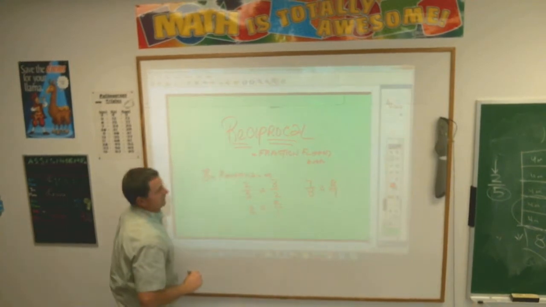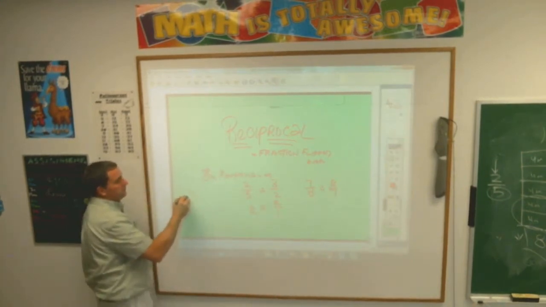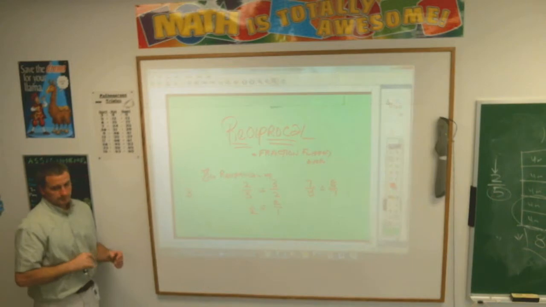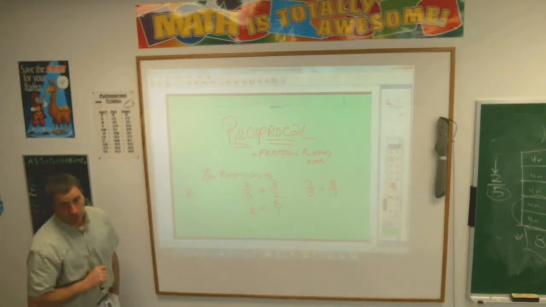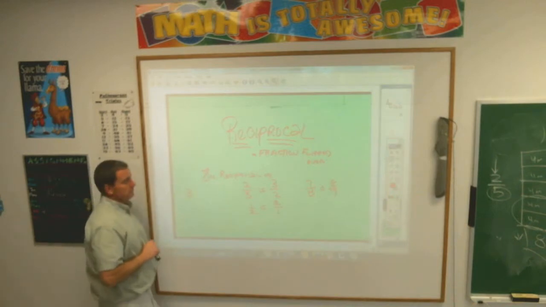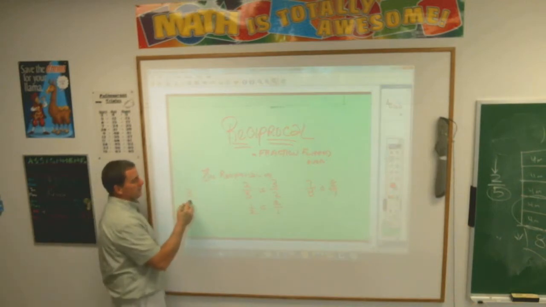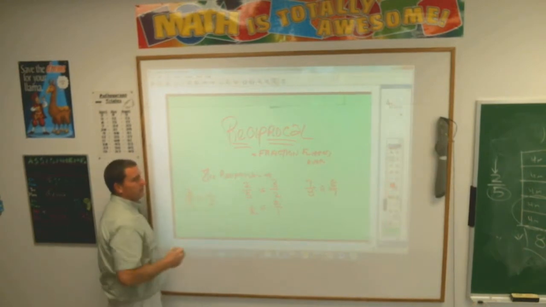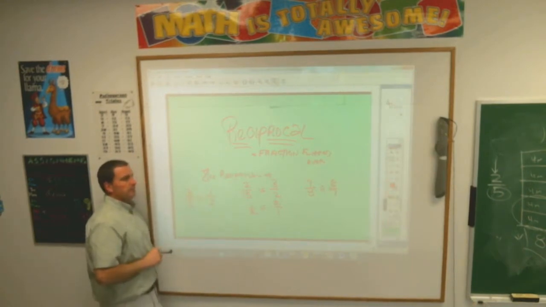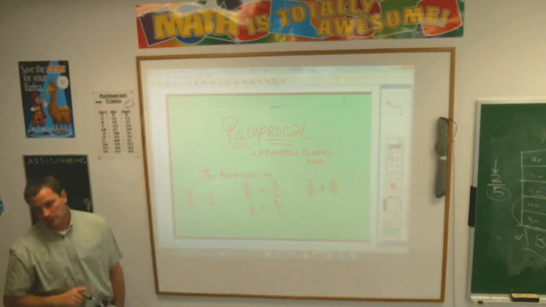Now I'm going to try to trick you here. What's the reciprocal of 3? The reciprocal of 3, Karan, is 1/3. Why? Because you make 3 a fraction by putting it over 1, and then you flip it over, so it's 1/3. Okay? So reciprocals are really pretty easy.